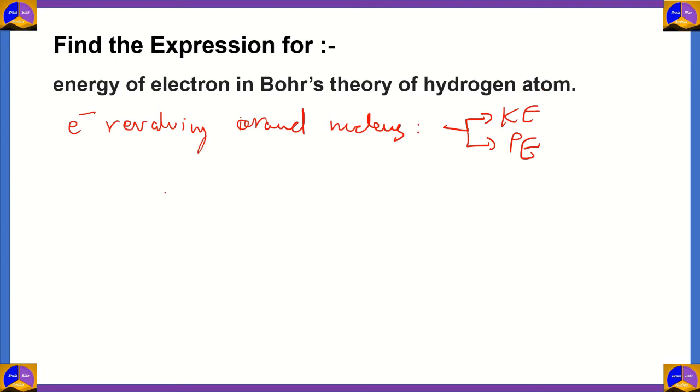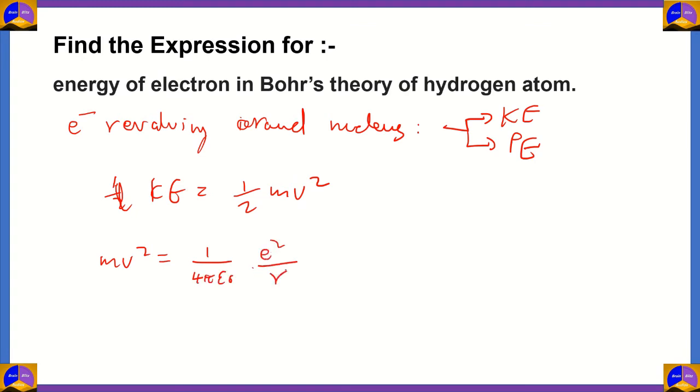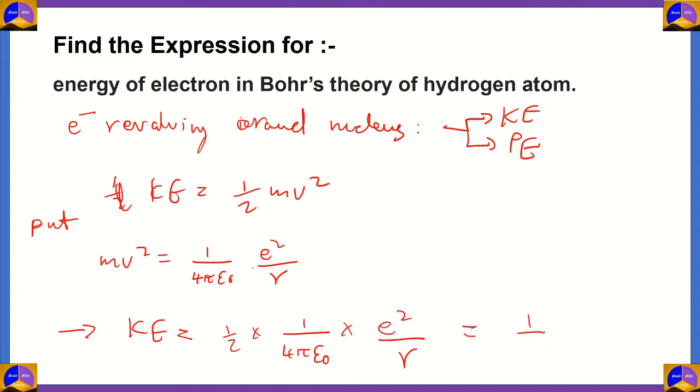Now, all of us know that kinetic energy can be represented as half mv squared. In an earlier derivation, we learned that mv squared is equal to 1 by 4 pi epsilon naught e squared divided by r. This was what we got when we were solving for radius of an electron. So we can still use that relation here. So kinetic energy will be equal to half into 1 by 4 pi epsilon naught times e squared divided by r. So that is equal to 1 by 8 pi epsilon naught e squared divided by r.